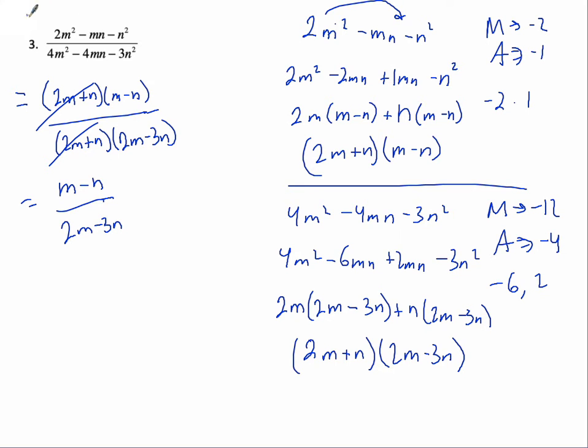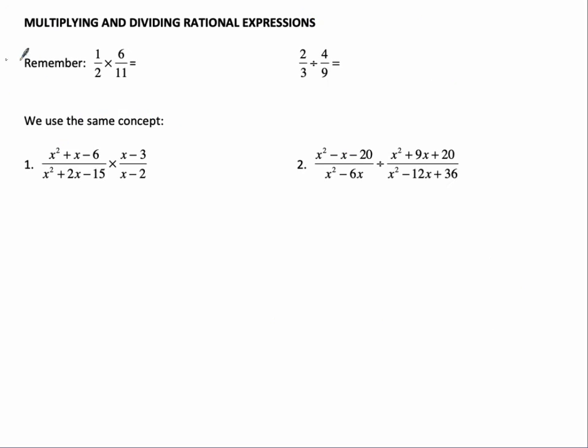Let's go to some more examples of multiplication and division. This is the same concept. Remember, for fractions, you can simplify numerators and denominators like this, which simplifies to 1 and 3, and then multiply. For dividing, you multiply by the reciprocal, and then you can simplify numerators and denominators. We're going to do the same thing with algebraic expressions.